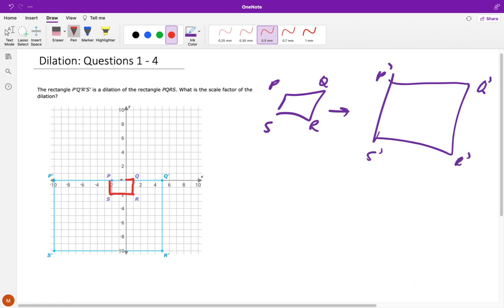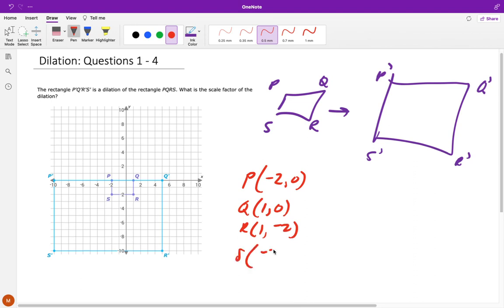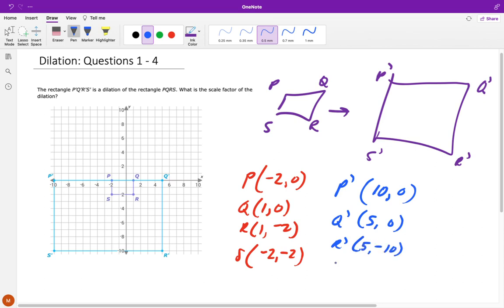And we see here's our PQRS, and it's clearly the smaller one. So what we're going to do is just write out what those coordinates are. Let me erase this so we can see a little better. P is (-2, 0). Q is (1, 0). R is (1, -2). And S is (-2, -2). Now I'm going to look and see what my primes are. P prime is (-10, 0). Q prime is (5, 0). R prime is (5, -10). And S prime is (-10, -10).